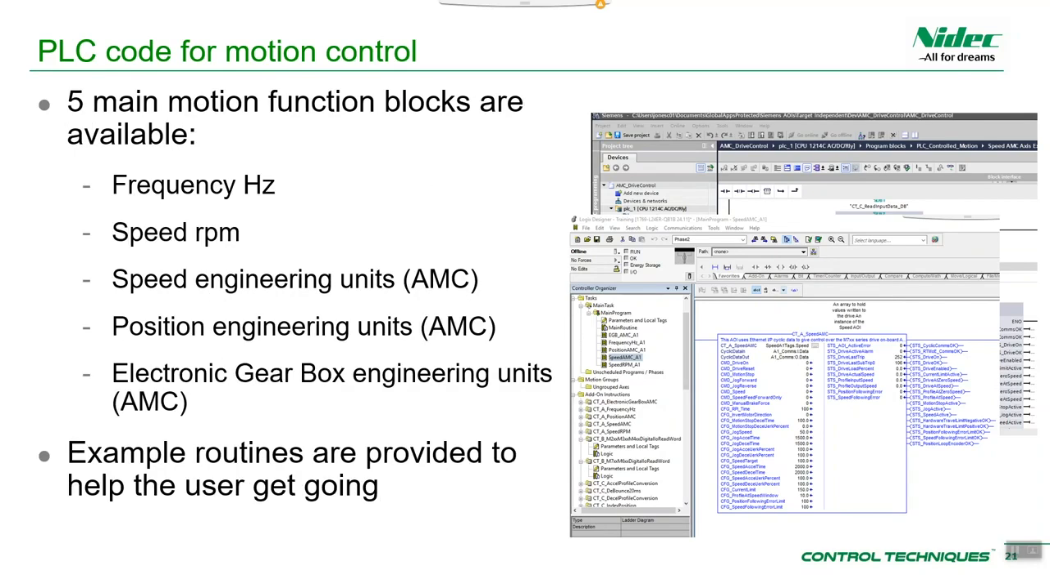As we said before, when we were looking through the drive setup tool, there are 5 main function blocks available. We have an open loop frequency operation interface. We have a speed interface that operates in RPM units, so it's closed loop. We have speed in engineering units using the drive's onboard motion controller. Positioning in engineering units, also using the drive's onboard motion controller. And electronic gearbox, also in engineering units, using the onboard motion controller.